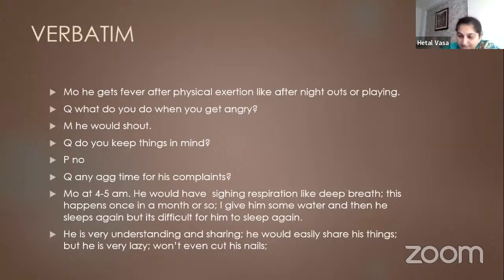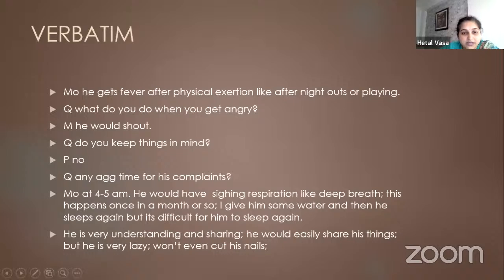So by this time, I already had one medicine remedy in my mind. That's why some of the specific questions will come. We are not allowed to ask direct questions, but this was the mistake I made in case taking. So mother says he gets fever after physical exertion, like after night outs or playing. What do you do when you get angry? He would shout. Mother says he would shout.